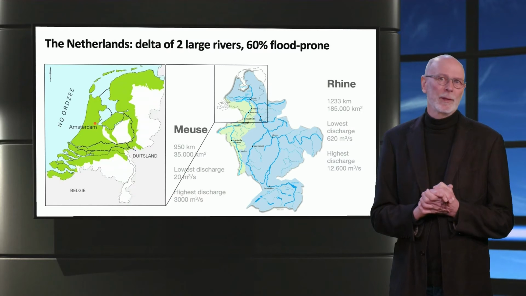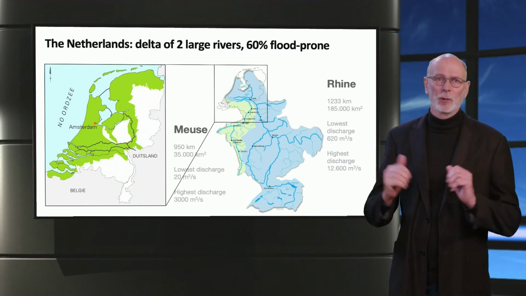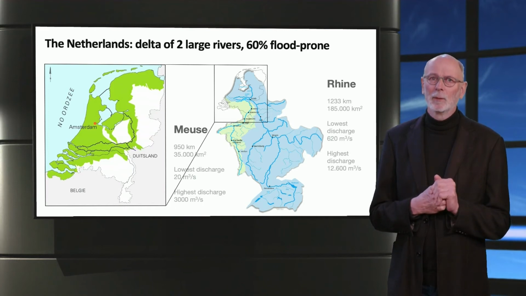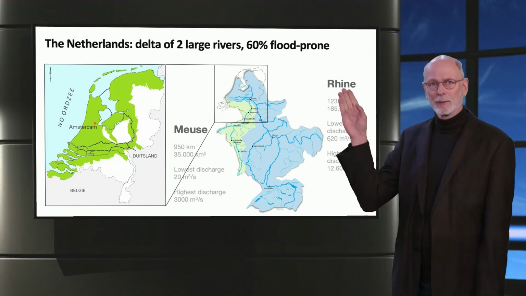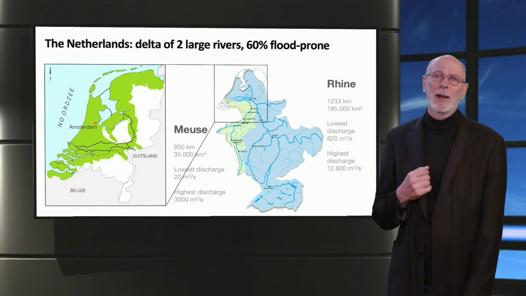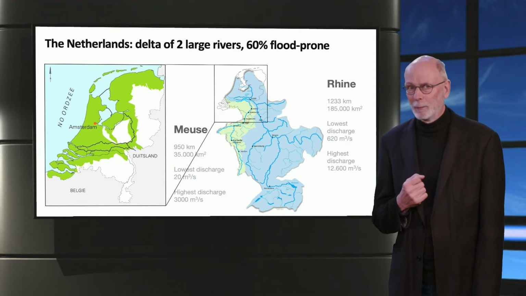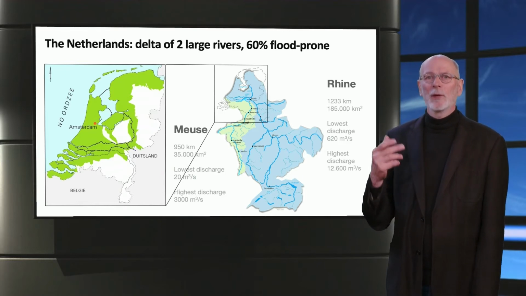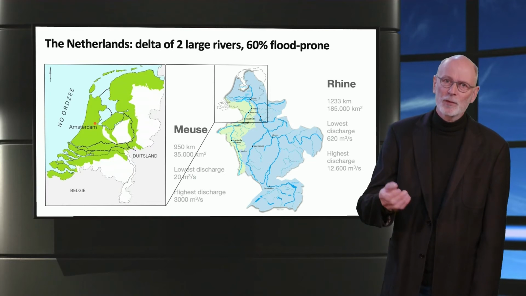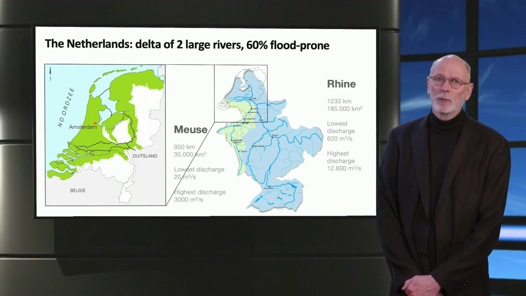For your general orientation, here is a map of the Netherlands which shows that the majority of it is a delta of two large rivers, the Rhine River and the Meuse River. About 30% of the country lies below sea level, but as much as 60% is flood prone. This means about 30% are not coastal plains, but alluvial plains, deposited by the rivers and prone to river flooding.